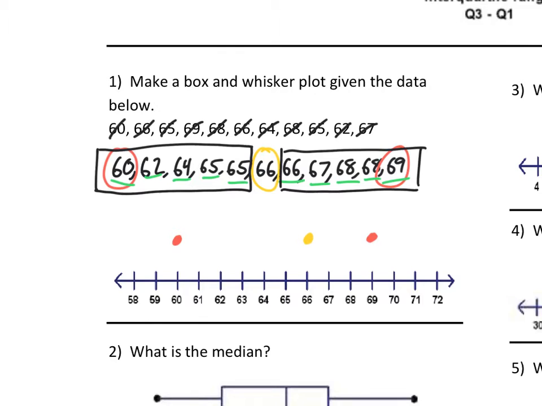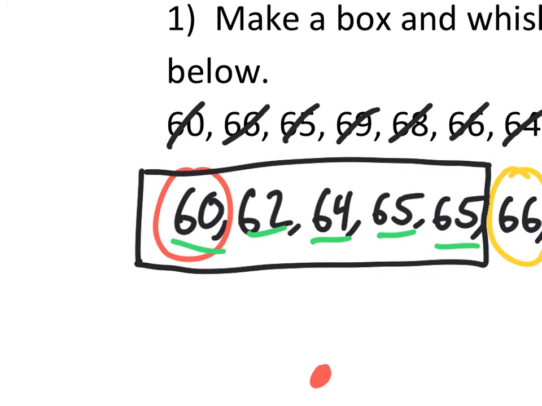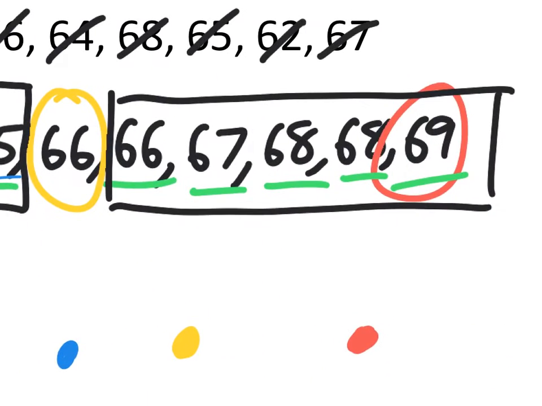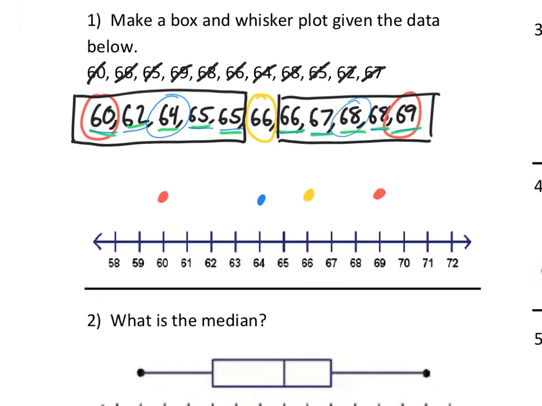So for my lower half of my data, I'm looking at just this box. I have to pick the median, the middle number. So I have 60, 62, 64, 65, 65. 64 is going to be the median for my lower half. So again, I'm going to put a dot above 64 for my box and whiskers plot. Now I'm going to look at the top half. The top half here, I'm going to look at 66, 67, 68, 69, making 68 the median of my top half of my information. I'm going to put another dot at 68.